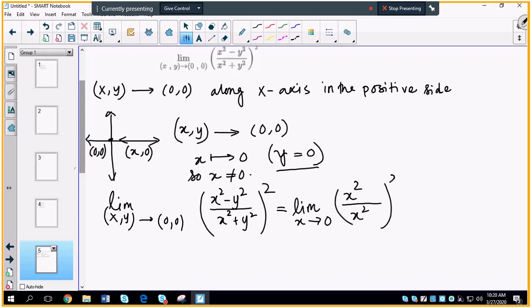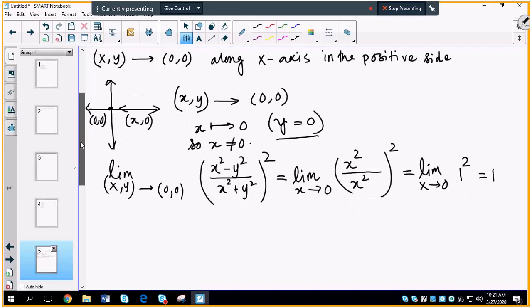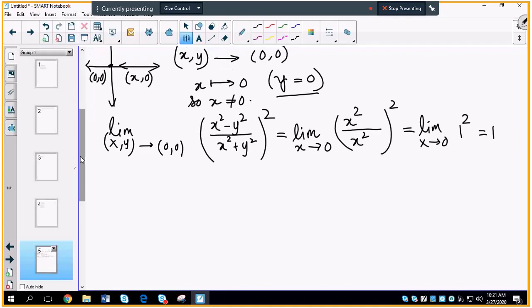Now remember, x is approaching 0, it is not equal to 0. So x squared and x squared are non-zero quantities, so you can cancel them. And this limit becomes the limit as x approaches 0 of 1 squared, which has nothing to do with x, hence the limit is going to be 1. I got x squared and x squared canceling each other, giving me 1, and then 1 squared is 1. So on the x-axis, I get the value 1. And as you can imagine, on the negative x-axis, I will get 1 as well.